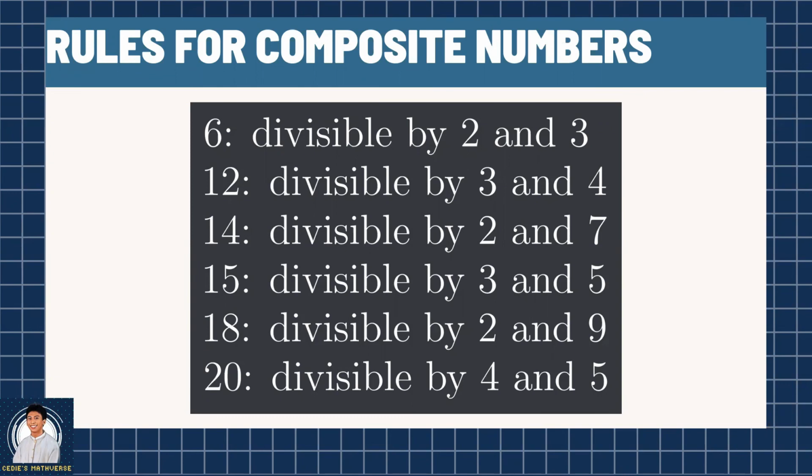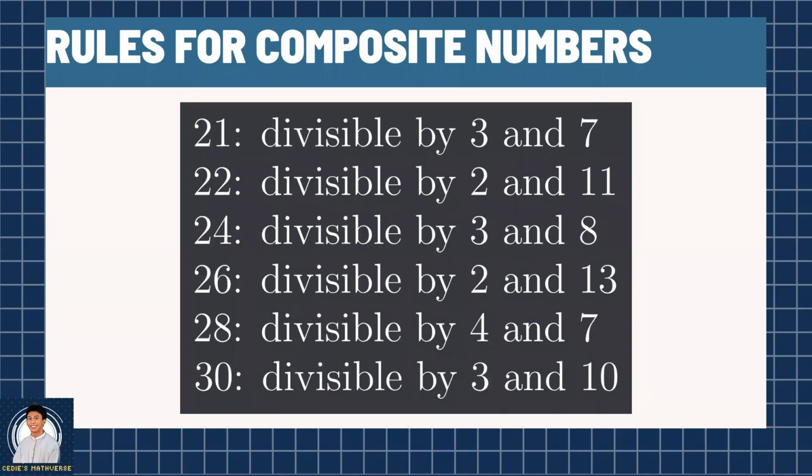20 divisible by 4 and 5. Now, for 21 to 30, we have 21 should be divisible by both 3 and 7, 22 must be divisible by 2 and 11, for 24, the number must be divisible by both 3 and 8, 26, the number must be divisible by both 2 and 13, for 28, it must be divisible by both 4 and 7. And lastly, 30 should be divisible by 3 and 10.